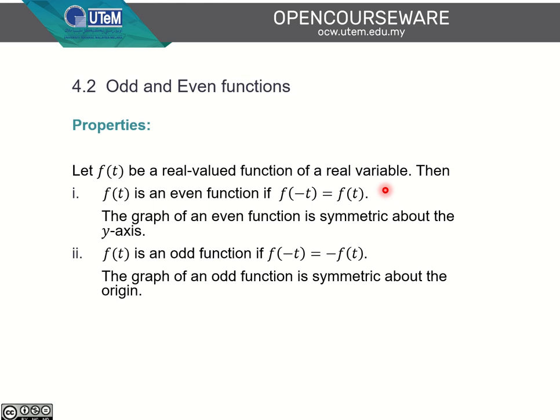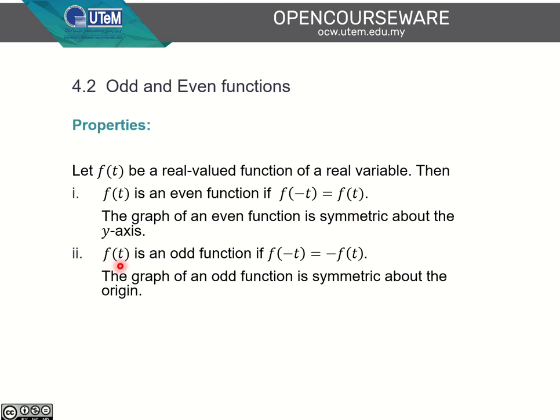I would say that the simplest example of an even function is an even power of t. For example, f(t) equals t squared, f(t) equals t to the power 4, as well as the cosine function, right? So these functions are the simplest examples of an even function.